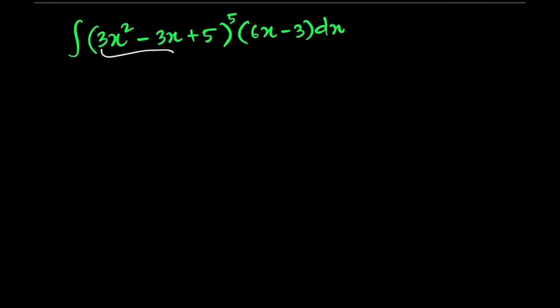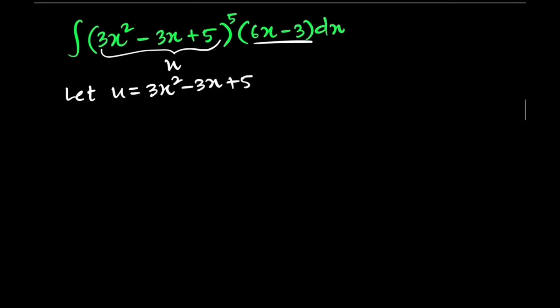So I'll have to substitute this part equals u, because when I differentiate 3x squared minus 3x plus 5, I am getting 6x minus 3. So let u equal 3x squared minus 3x plus 5. Now differentiate this u with respect to x, that means du over dx, which equals 6x minus 3.